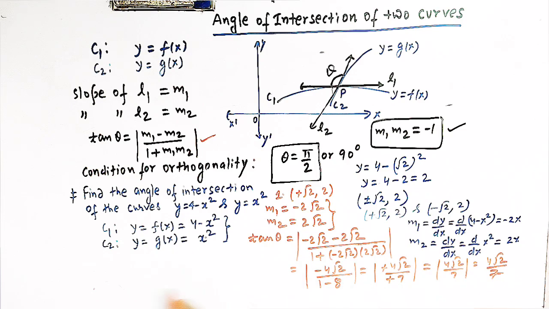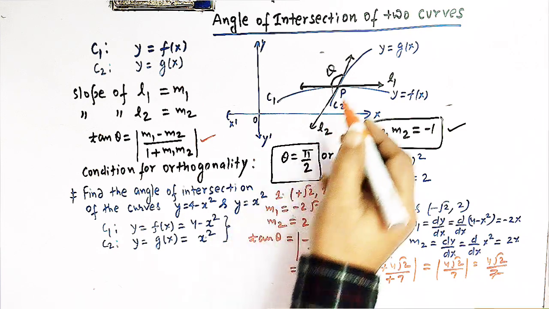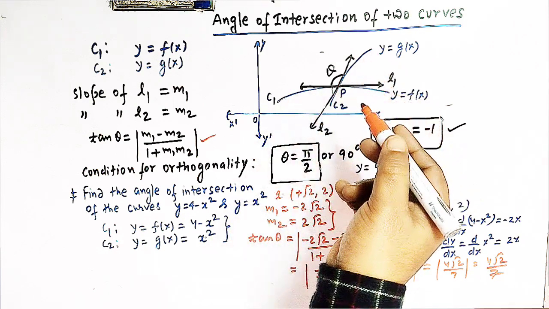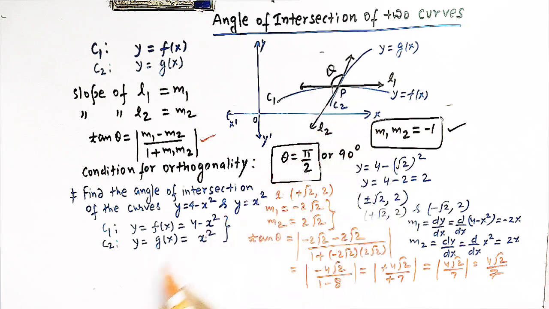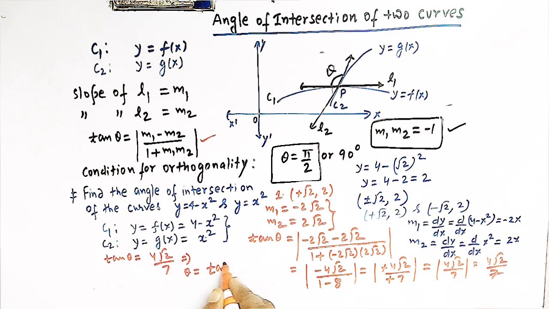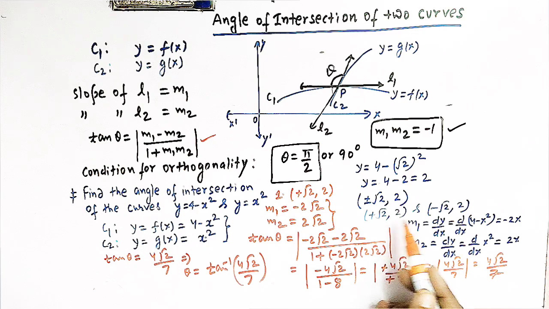So in this case, the angle between the two curves is given by the angle between the two tangents. So we have tan θ equal to 4 root 2 over 7, that is θ is equal to tan inverse of 4 root 2 over 7, right? Now let us take the second point.